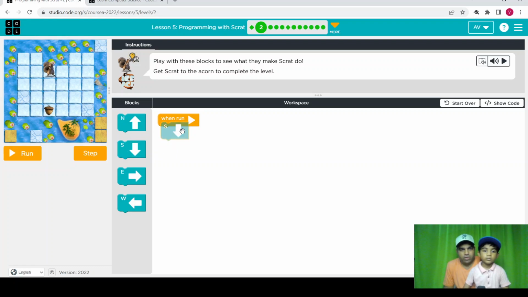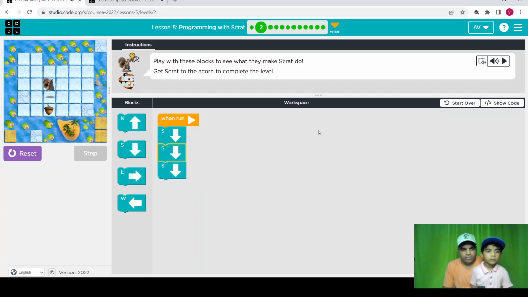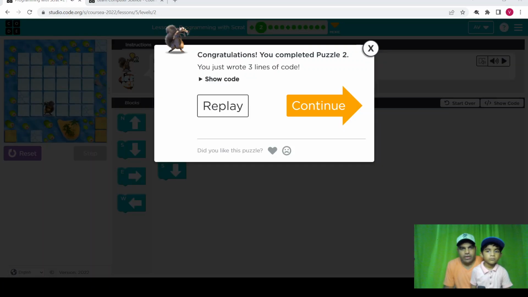One step south. Two steps out. And three steps out. Okay. Let's run it. Okay, so we helped Scrat reach the acorn. So let's move to the next puzzle.